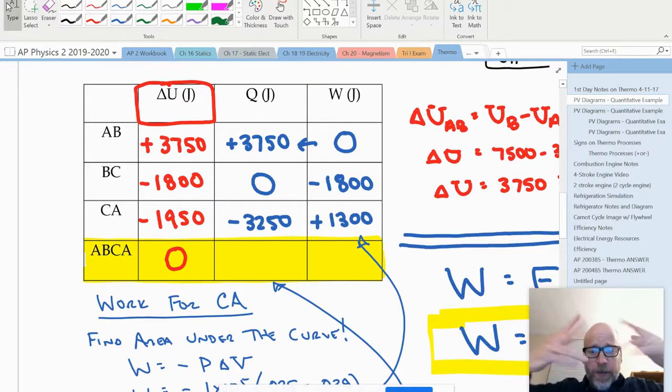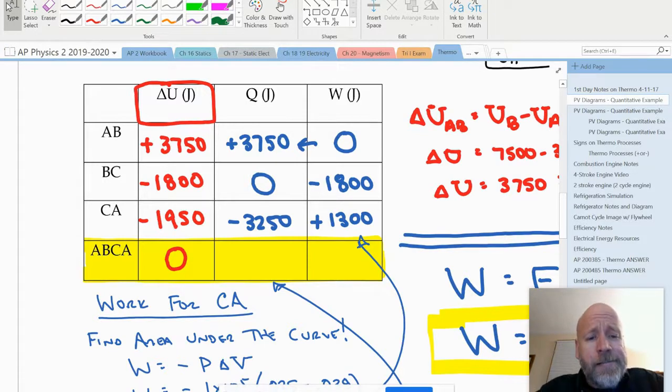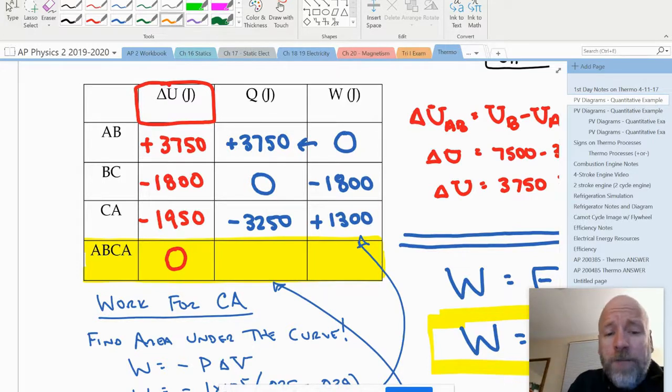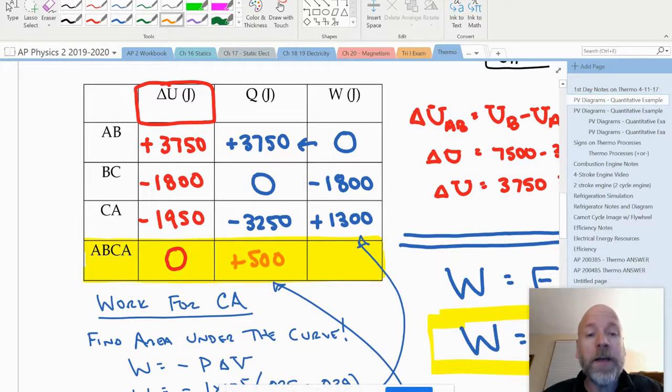Okay. Now, wake up, wake up. Here it is. This is your moment of Zen. The change in internal energy of the gas is zero because it repeats and goes back to the same exact point. The heat in the system, there was 500 joules of heat added to the system in total. 3,750 joules of heat was added during process A-B, and then during process C-A at the end, 3,250 joules was exhausted. Yes, exhausted.